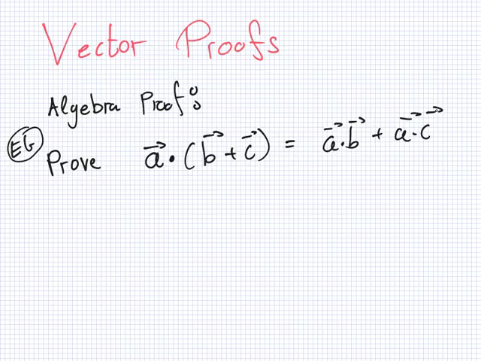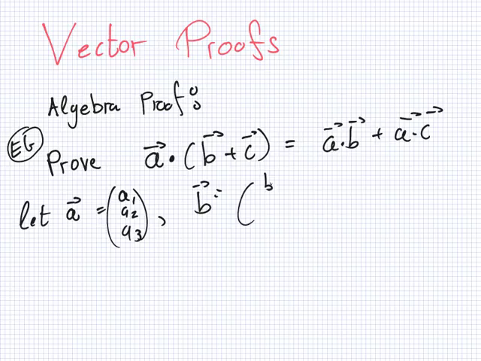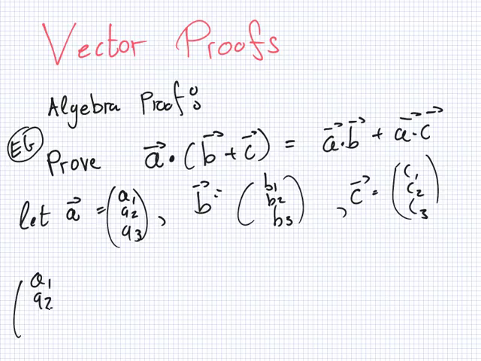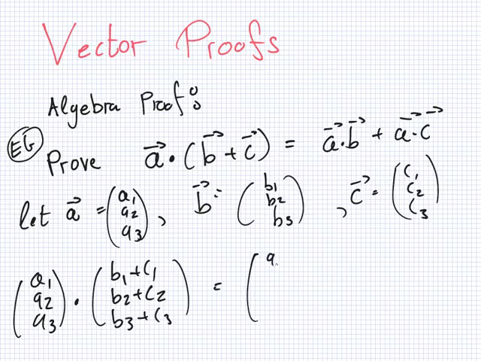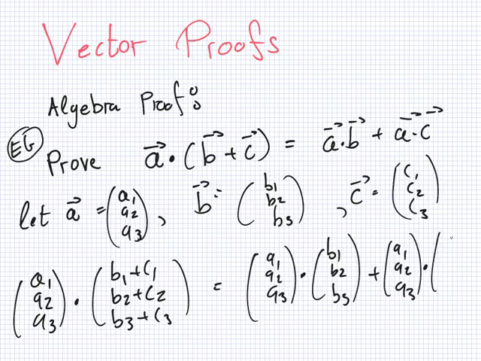So the reason I say it's an algebra proof is because you can prove it using algebra. For example, to prove this, you would say let A equal (A1, A2, A3). You can probably see where this is going. B equals (B1, B2, B3). And C equals (C1, C2, C3). So, if you put that in, you would have (A1, A2, A3) dot (B1 plus C1, B2 plus C2, B3 plus C3). And that's to equal (A1, A2, A3) dot (B1, B2, B3) plus (A1, A2, A3) dot (C1, C2, C3).